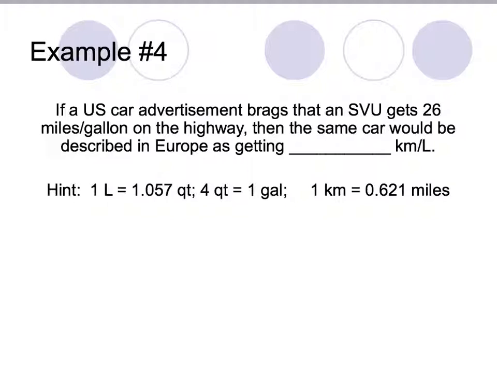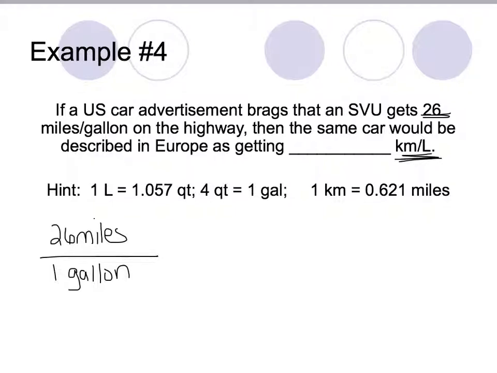All right, if a U.S. car advertisement brags that an SUV gets 26 miles per gallon on the highway, what would the same car get in Europe, in kilometers per liter? I don't know. Let's see what this looks like. This might be a huge truth table. We start with 26, and I'm going to write 26 miles here over 1 gallon, because that's what that means. And I'm not wanting miles per gallon anymore. Instead, I'm wanting kilometers per liter.